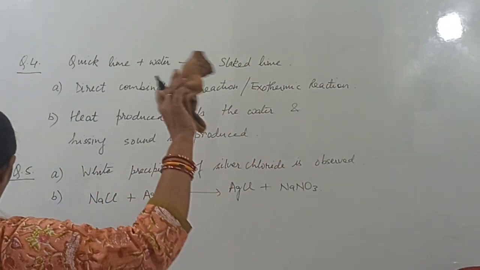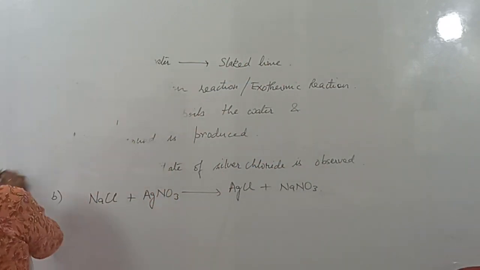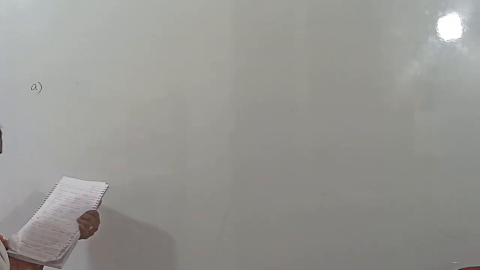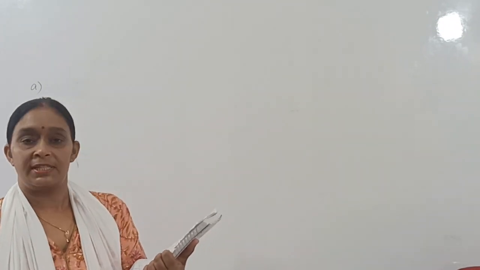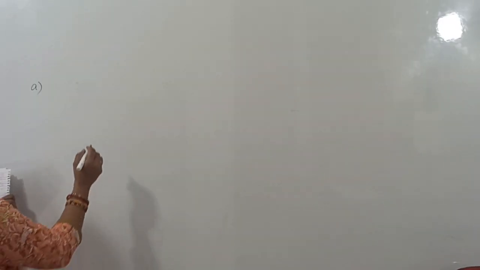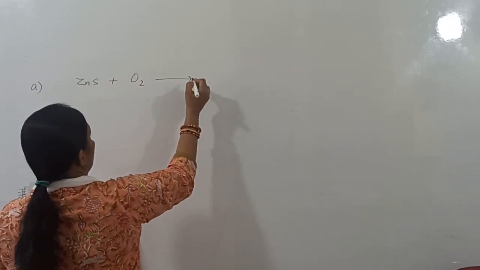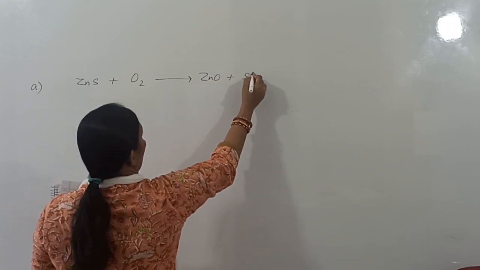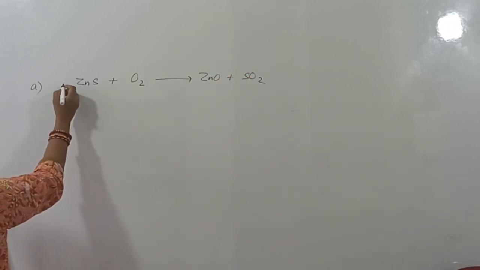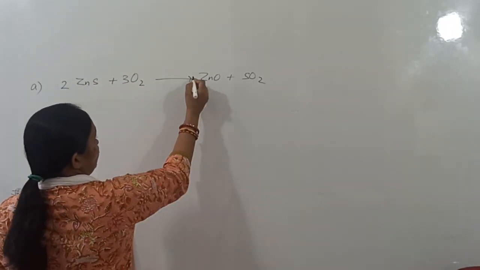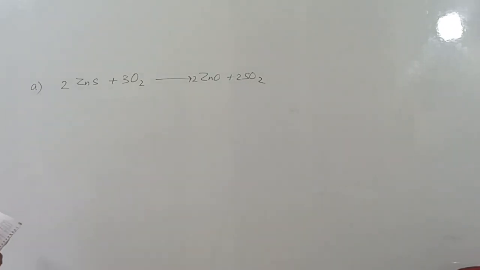Now let us come to the next question, number 6. Question number 6 says you have to balance equations. The first equation is zinc sulfide plus oxygen gives zinc oxide plus sulfur dioxide. Balance the reaction. It is 2 molecules of zinc sulfide plus 3 of oxygen will give 2 ZnO plus 2 SO2. This is the balanced equation for the first part.